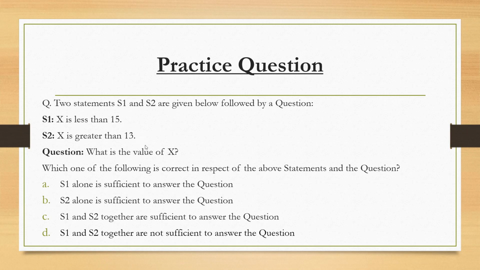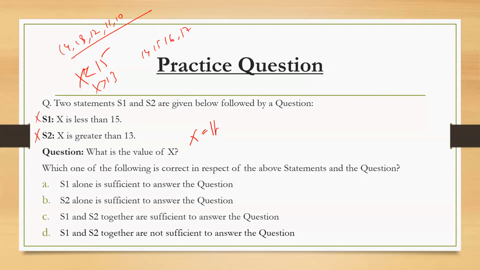Okay. So here you have what? X is less than 15. That means it can be 14, 13, 12, 11, 10, anything. So statement 1 alone will not answer your question. Statement 2, X is greater than 13. Again, 14, 15, 16, 17, 18. So it will not answer. If we combine both of them, we are getting X is 14. Is this the only value we are getting?